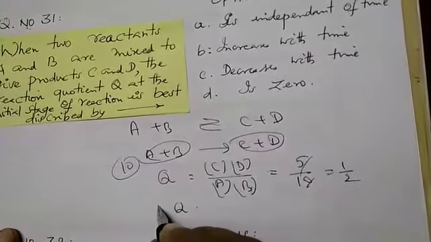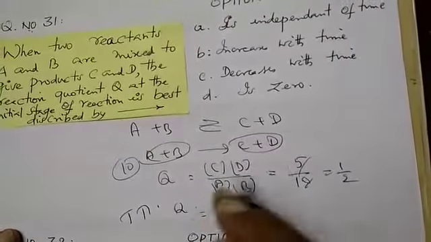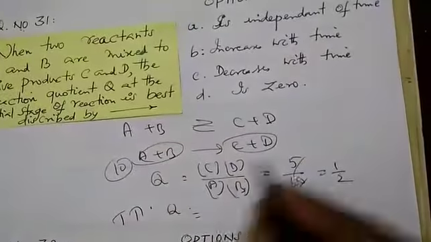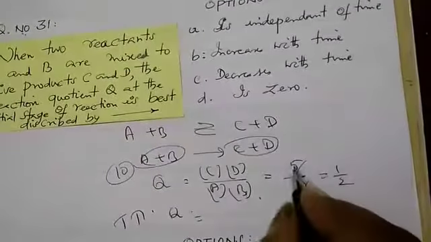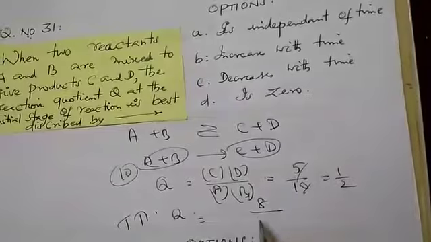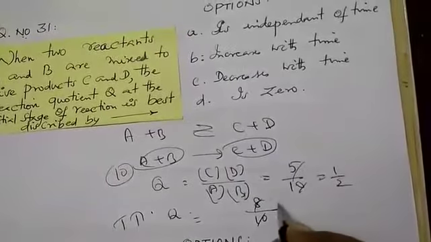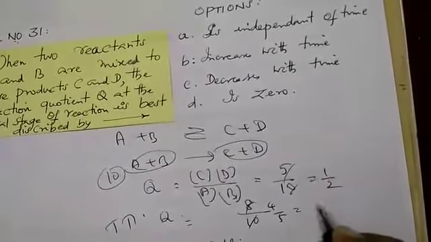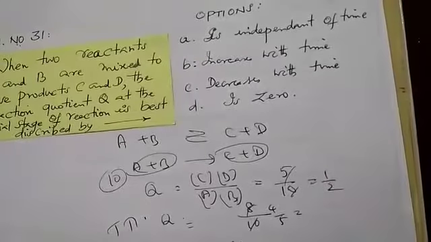Now let us go as time increases. More and more CD is produced. Now the 5 is increased to 8, while initially it is 10 only. Now what you get is 4 by 5, which is greater than your 1 by 2.